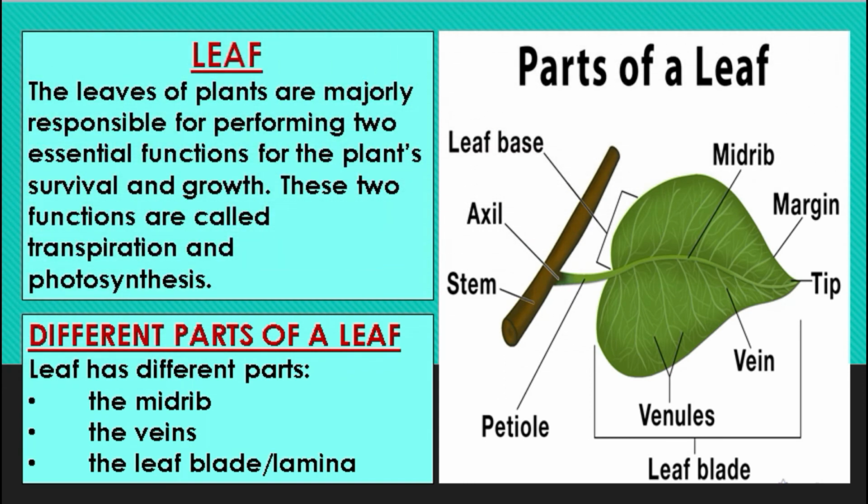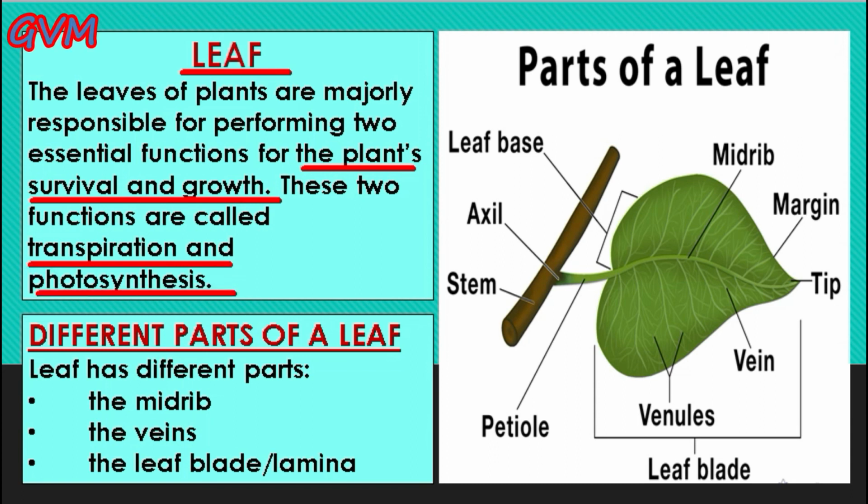Now students, the next part of a plant is the leaf. Students, in a plant, the leaves are mainly responsible for performing two essential functions for the plant's survival and growth. And students, these two functions are transpiration and photosynthesis.